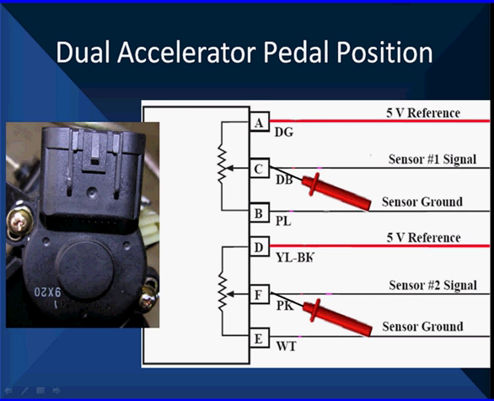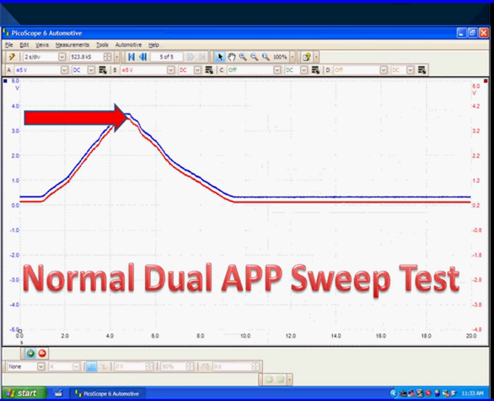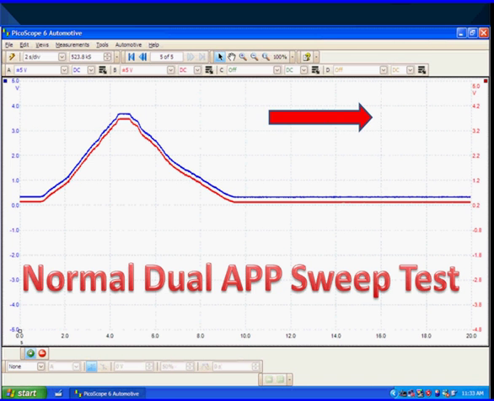We're going to take our lab scope and hook to the signal on each one of these, and we're going to do a sweep test like we've done for years. And what we find is that these two go up and down together. We've opened the throttle, wide open throttle, and we've brought it back down to foot off the pedal. Let's look at the voltage levels. APP1 is the red one. We look over to the right. The red one peaks at around 4 volts. If we look at the blue one, APP2, it goes to around 4 volts.